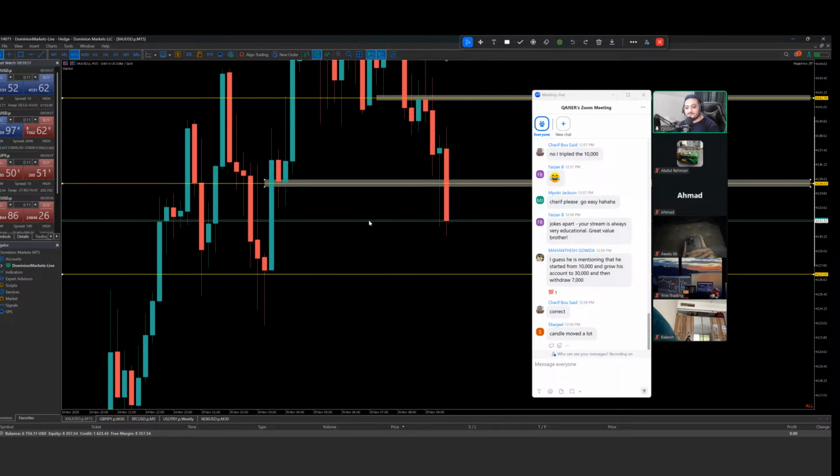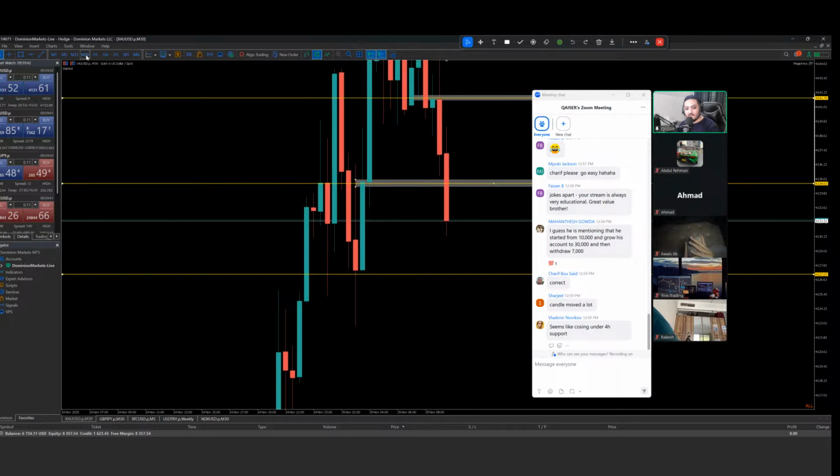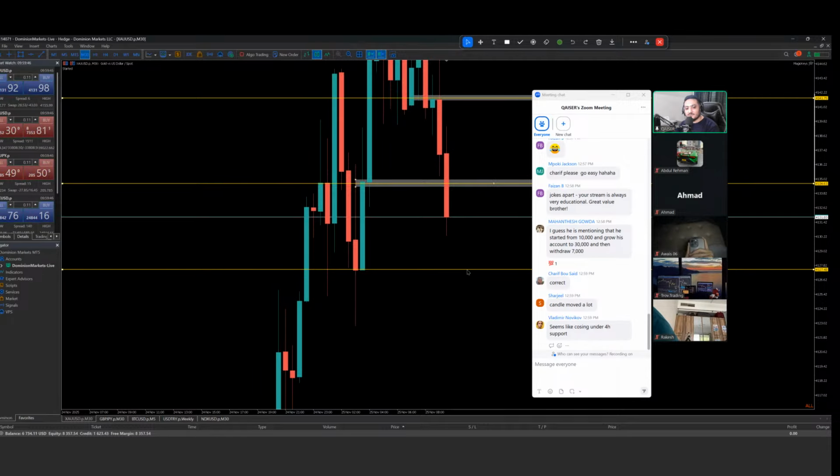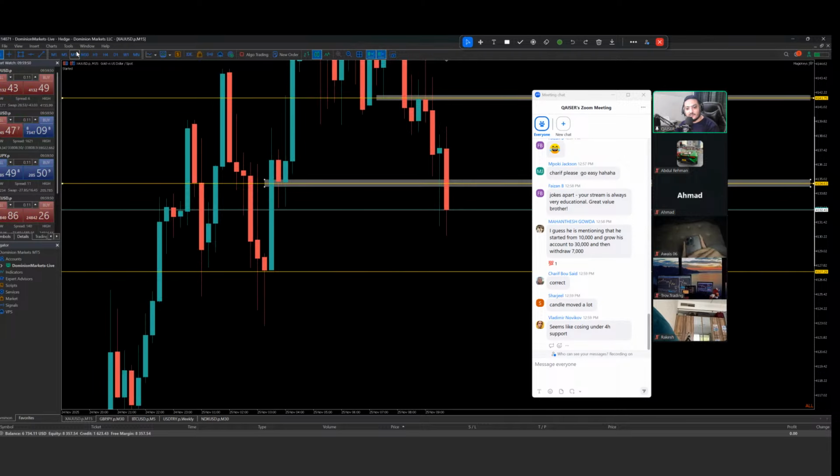Okay, the candle moved a lot. Exactly, nothing for me. I will see if this candle comes down and creates support here, so I can give my trade a chance for the buys. Right now, there's nothing for me.